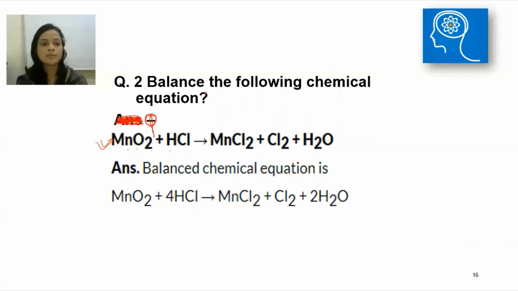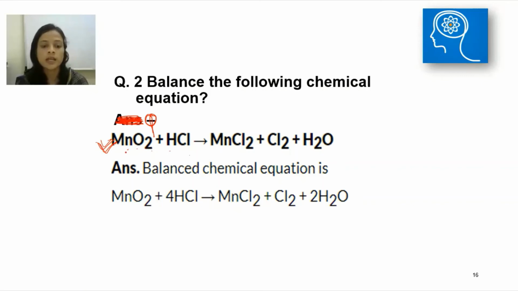Second question is to balance the following chemical equation. This is the equation given in the question itself, which we have to balance. Basically, this is the unbalanced chemical equation that we have to balance using 4 steps. First of all, we have to balance the metal. Secondly, we have to balance the non-metal. Thirdly, we have to balance hydrogen. And finally, we have to balance the oxygen.